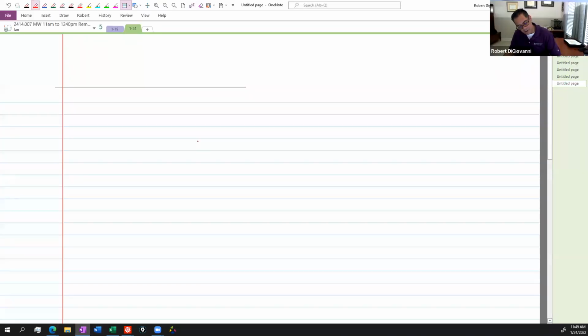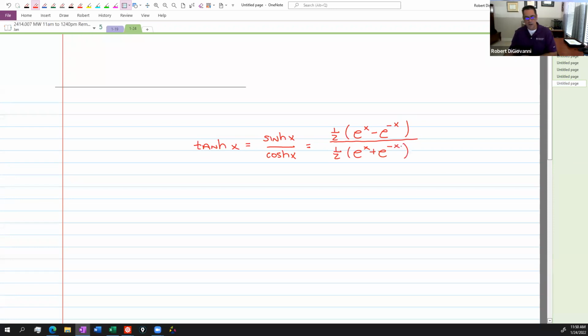Yeah, you would have to take tangent hyperbolic of x, which would be your sine hyperbolic x over your cosine hyperbolic x. Sine hyperbolic x by definition is this, right? Over cosine hyperbolic, which is the same thing with a plus, right? That's the definition. So if you wanted to know what happens as x goes to infinity, you would have to take a limit. You would have to take the limit as x goes to infinity of this expression, which means you could cancel the halves out and then just look at this.